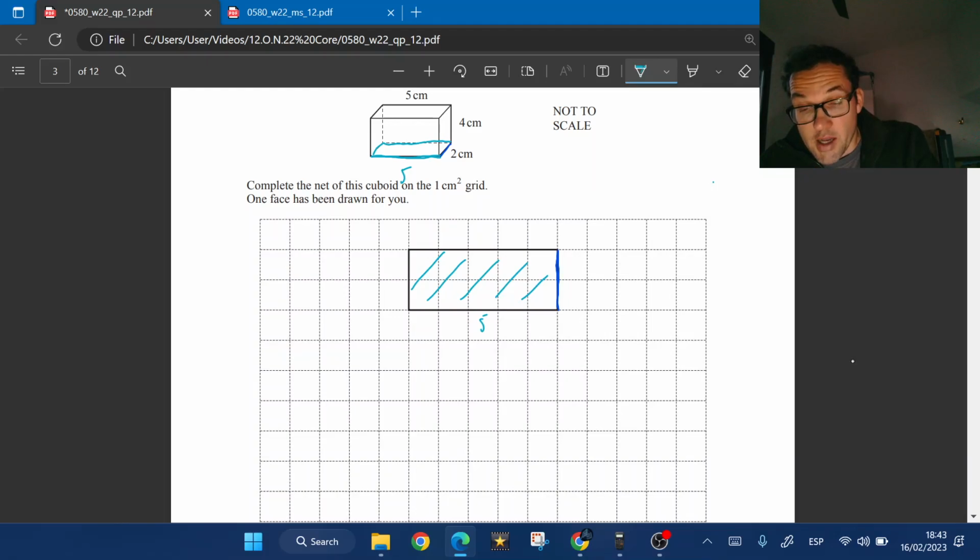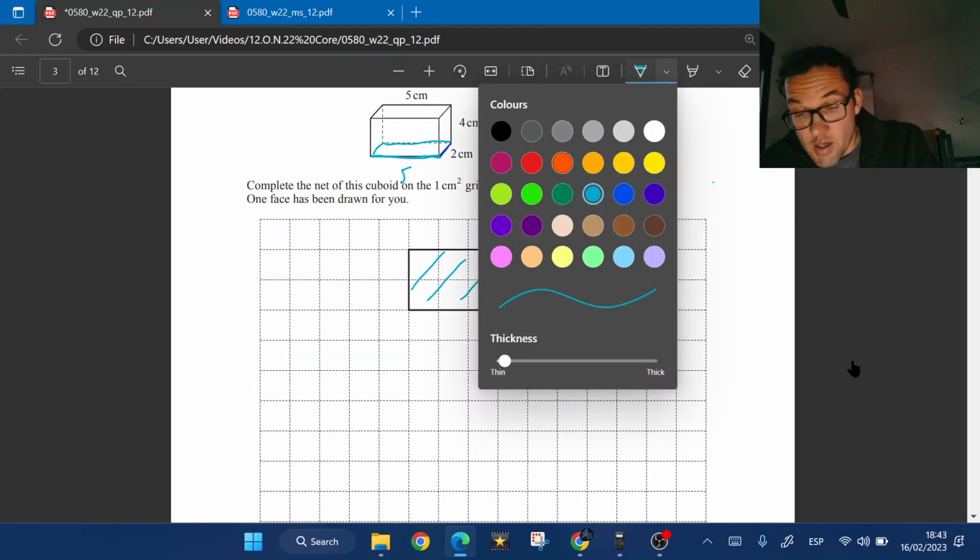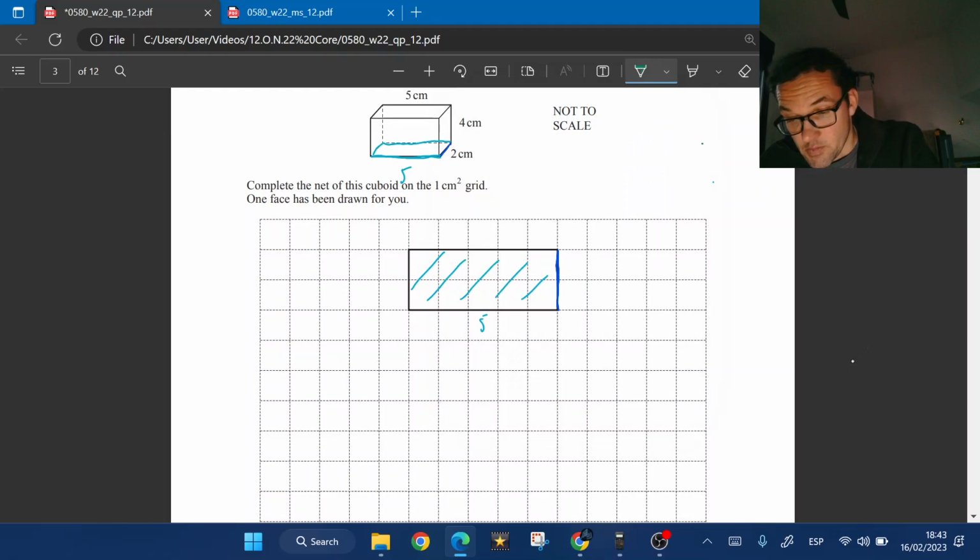So to the base now, we need to attach the front. Let's do that in green. So if we do the front, attached to the base, that's a rectangle that is 4 by 5 centimeters. So we need to draw a rectangle here that's 4 by 5. Now we already have the 5 centimeter width, so they fit nicely together. Okay, so that's the front face.